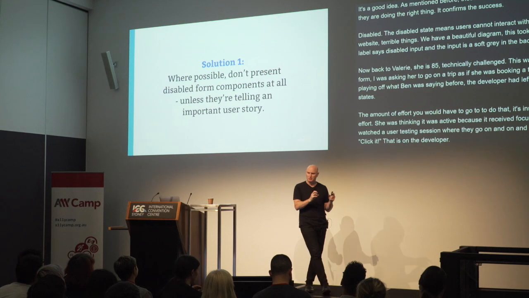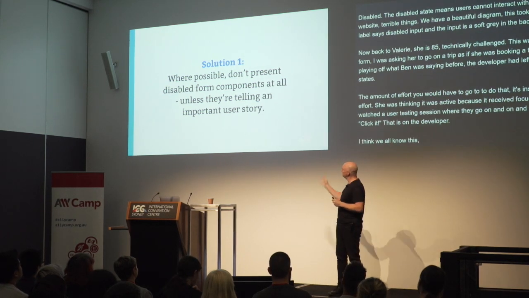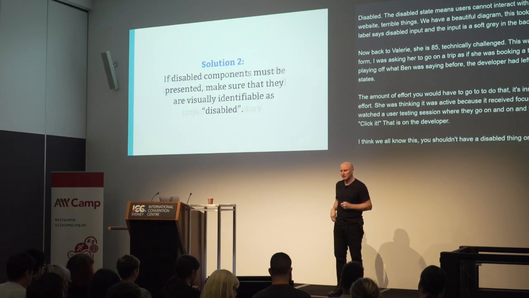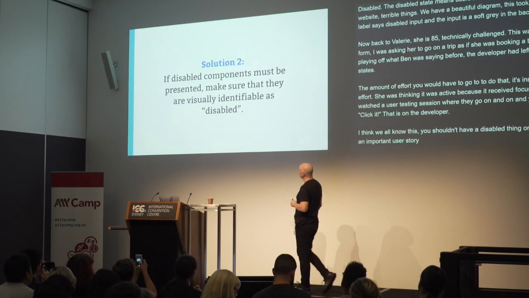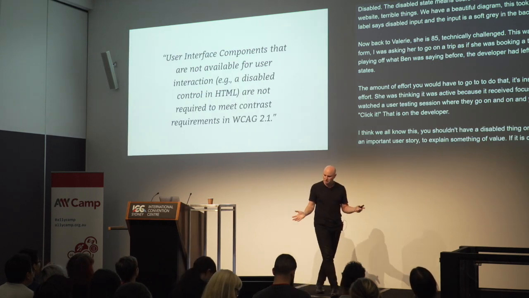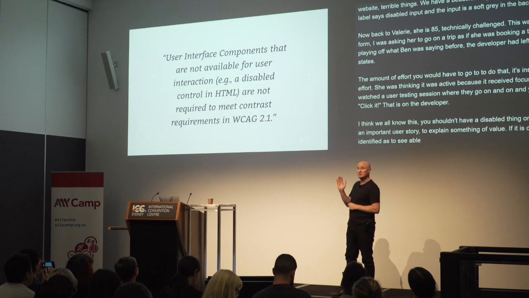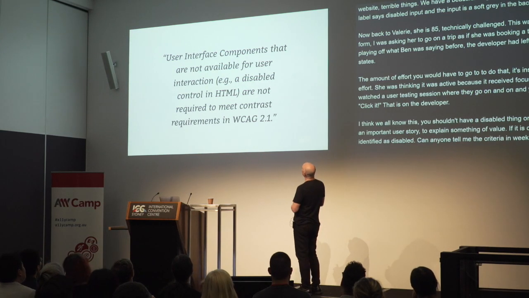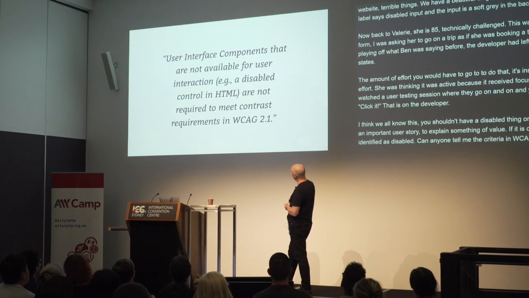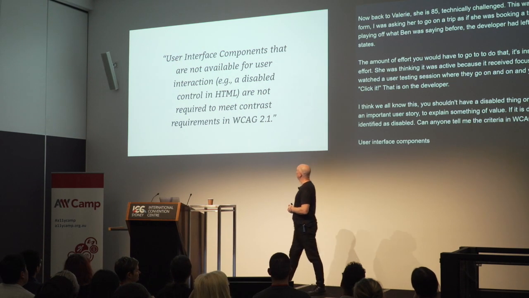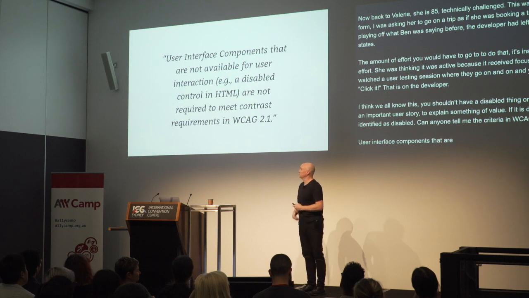So the first thing is, really, I think we all know this. You shouldn't have a disabled thing on the page at all unless it's telling a really important user story, like it's there to explain something of value. But if it is disabled, make sure it's clearly identified as disabled. And there's this beautiful thing, I'm sure we've all seen it in WCAG. Can anyone tell me the criteria? Come on. Someone would know that. Anyway, for those that can't read it, it is: user interface components that are not available for user interaction, i.e. disabled HTML elements, are not required to meet colour contrast requirements in WCAG 2.1.